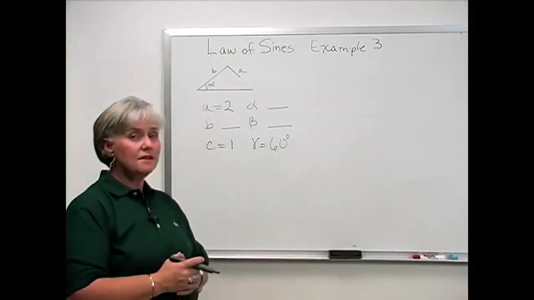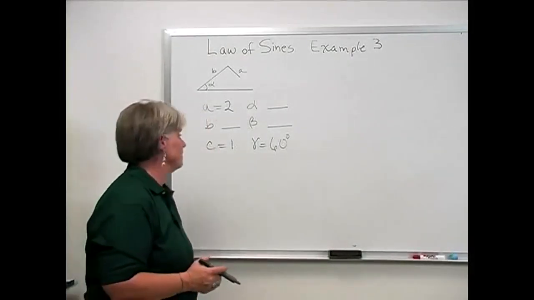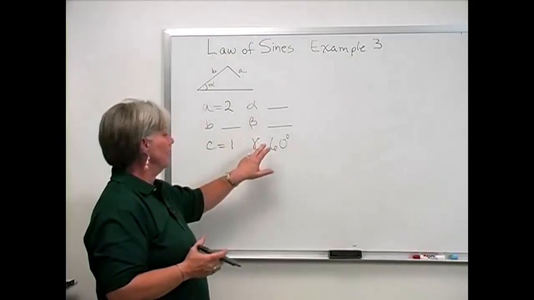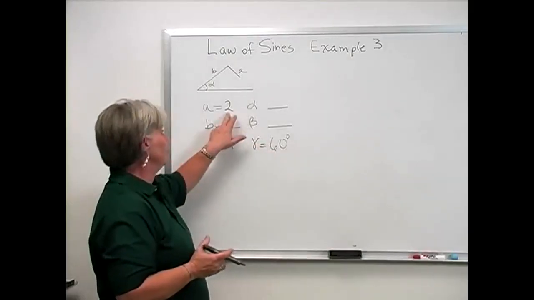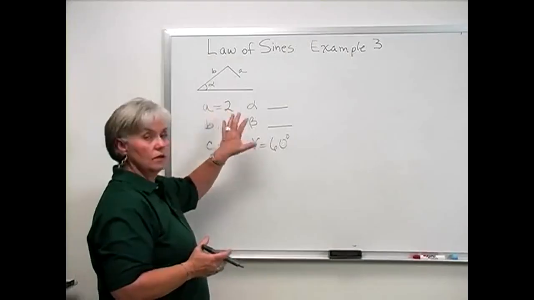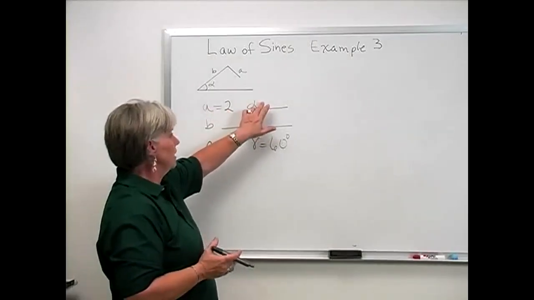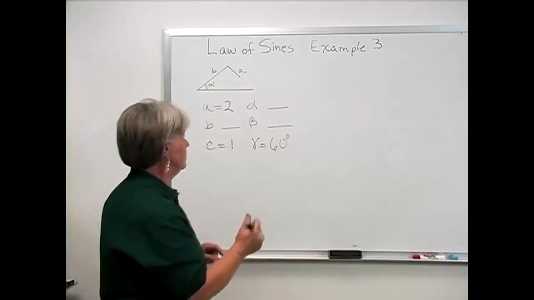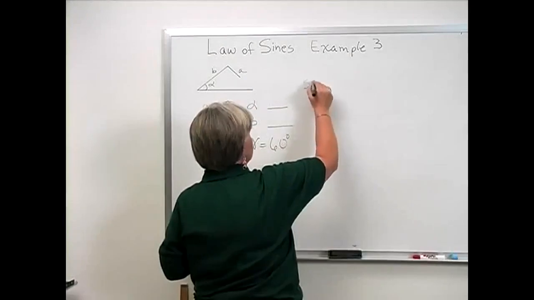Let's take a look at another example of the ambiguous case. How do I know it's the ambiguous case? Because I have one side, a given angle opposite that side, and one other side. So the first thing that we're going to do is try to find alpha, because that's all really that I can do. So I'm going to set up my trig ratios for the law of sines.